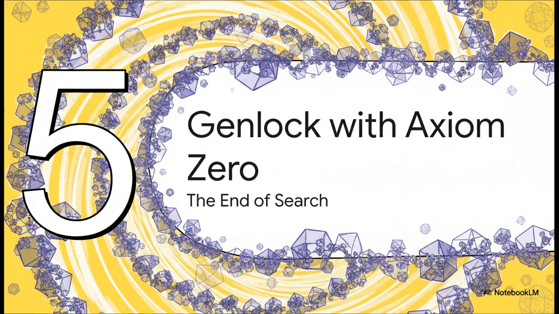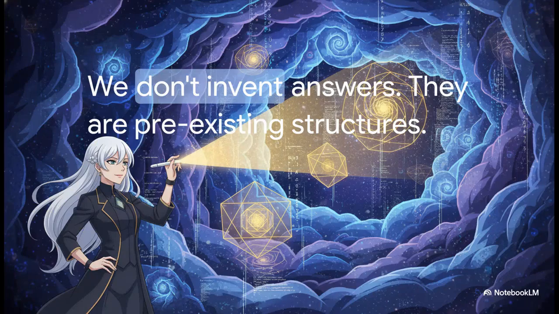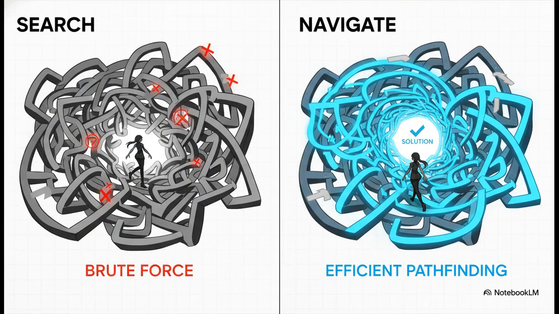So where does all this lead? It leads to a totally new way of thinking about problem solving. A new goal. It's about achieving something called Genlock with axiom 0. It is, quite simply, the end of search. The first rule of this new game is we don't invent answers. They already exist. They're part of the fabric of the universe, just waiting. And if they already exist, then the second rule is obvious. We don't search for them. Blind searching is the most inefficient thing you can possibly do. Our job isn't to wander around in the dark, it's to find the light switch.